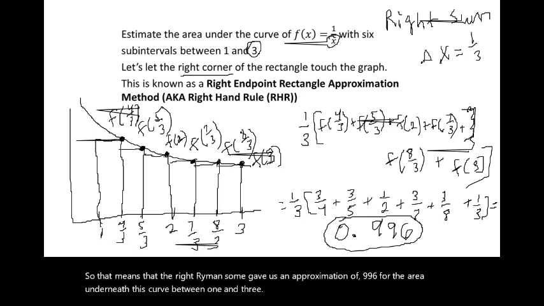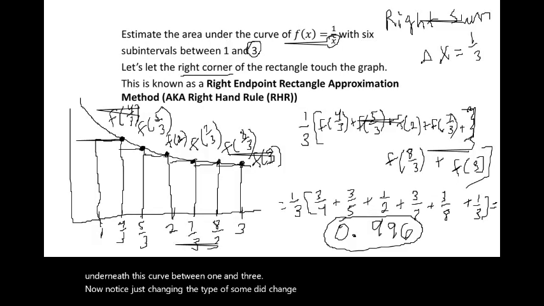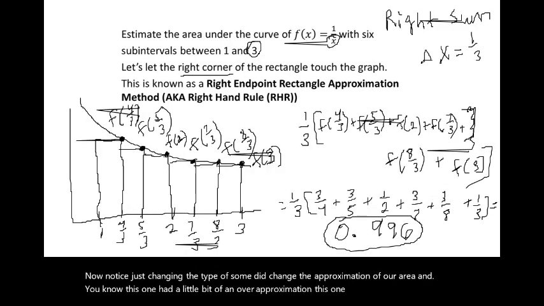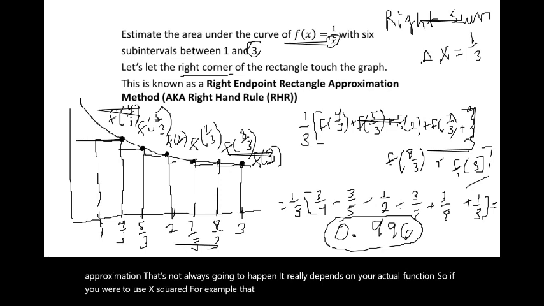Now notice, just changing the type of sum did change the approximation of our area, and this one had a little bit of an over approximation, this one had a little bit of an under approximation. That's not always going to happen. It really depends on your actual function. So if you were to use x squared, for example, that wouldn't exactly be the case.